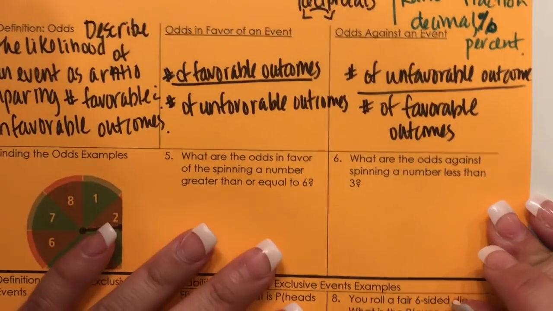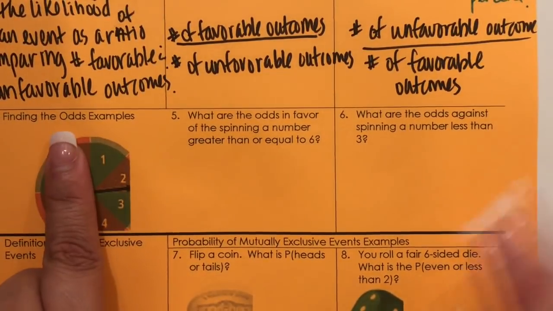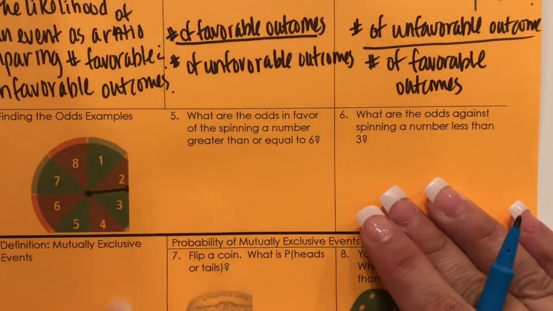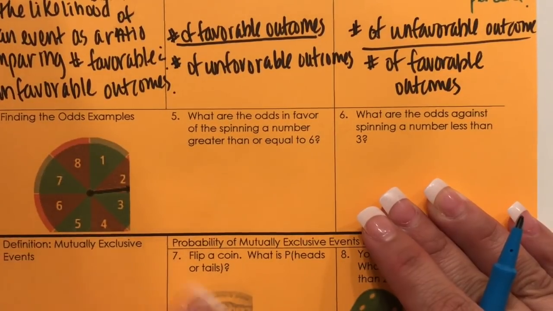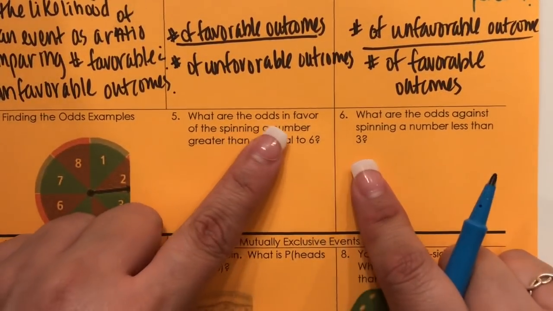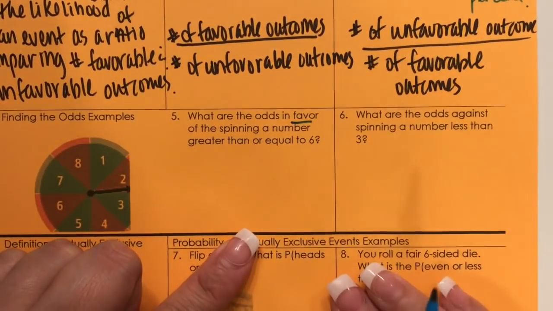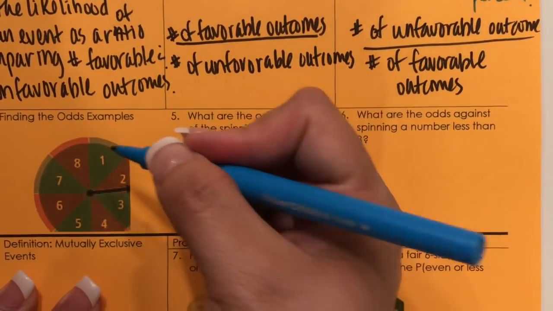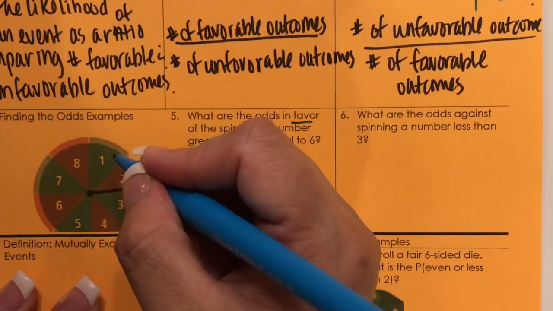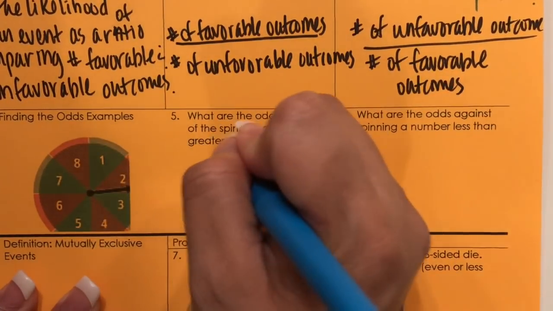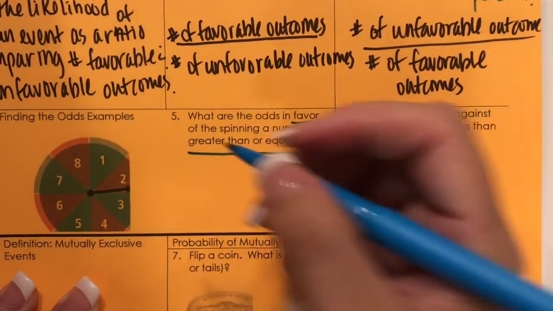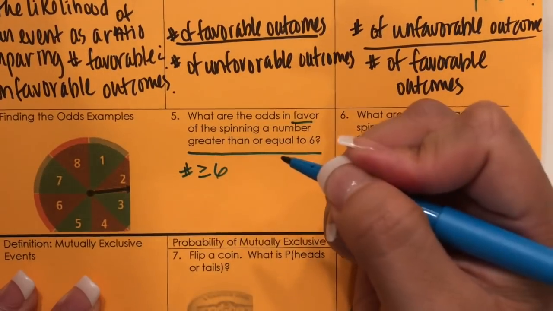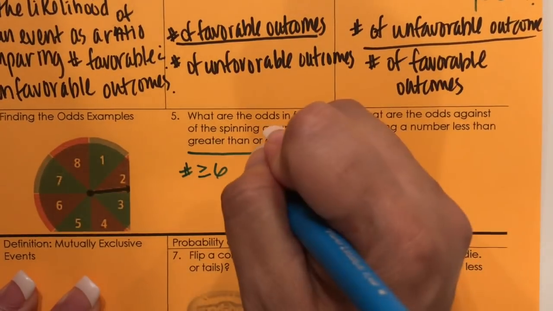All right, so let's go ahead and look at some of these. We're gonna use this image right here of this clock or spinny thing. I know it cut it off when it printed, but all of it's supposed to be represented. It says, what are the odds in favor of spinning the number greater than or equal to 6? So if we look at how many parts this is divided into, it's divided into 8 parts, and it wants the number greater than or equal to 6. So the number greater than or equal to 6: 6, 7, and 8. So that's going to be 3.